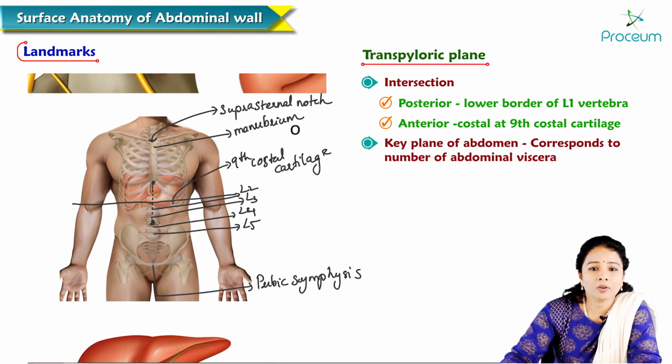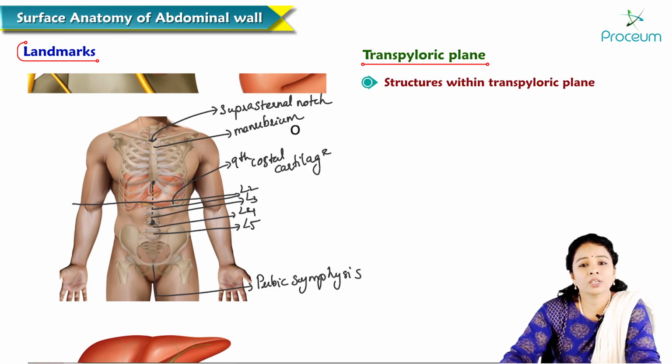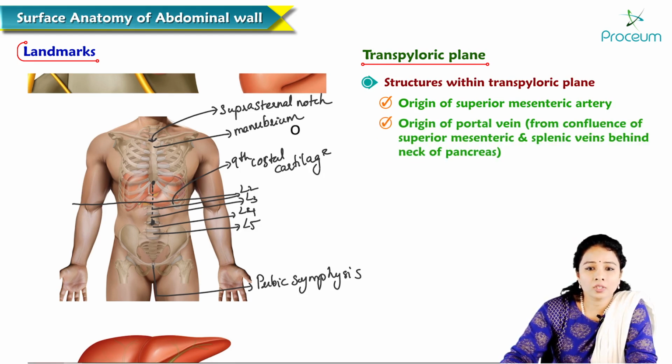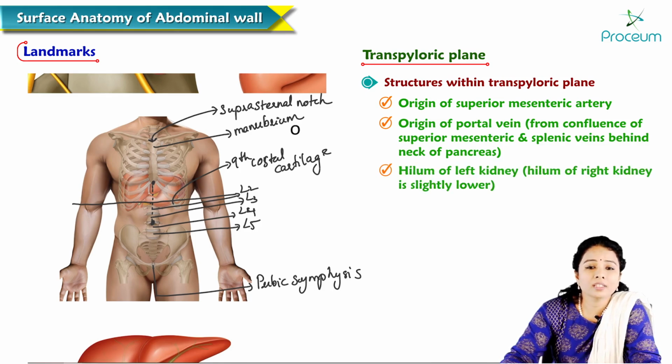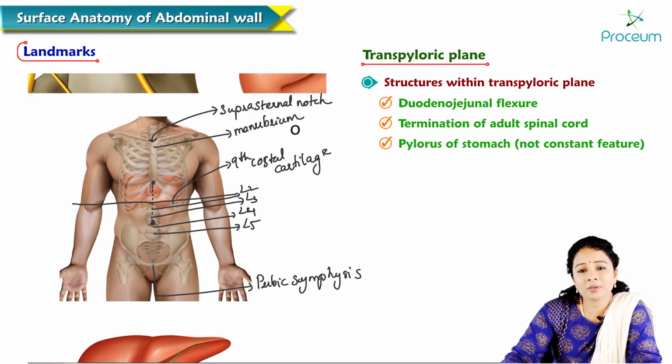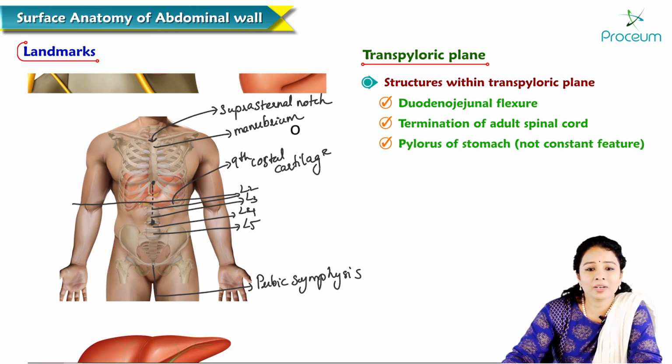It is the key plane of the abdomen as it corresponds to number of abdominal viscera. Let's see the structures which lie approximately within the transpyloric plane. Origin of superior mesenteric artery, origin of portal vein, which forms from the confluence of superior mesenteric and splenic veins behind the neck of the pancreas. Next is the hilum of the left kidney, which is also located in the transpyloric plane. The hilum of the right kidney is slightly lower. Origin of the renal arteries, duodenojejunal flexure, termination of adult spinal cord, pylorus of stomach. Pylorus of stomach is not a constant feature in the transpyloric plane.